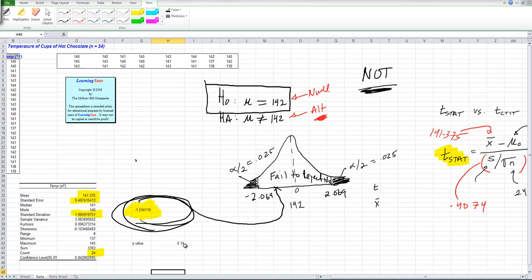For the two-tail test, since this p-value is greater than alpha, we fail to reject the null. If the p-value had been less than alpha or equal to alpha, then you reject the null. But we certainly fail to reject.